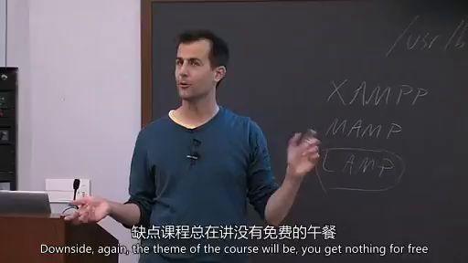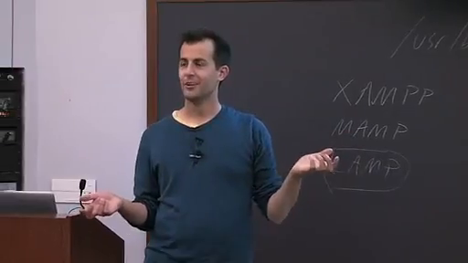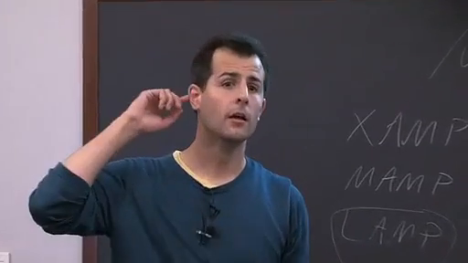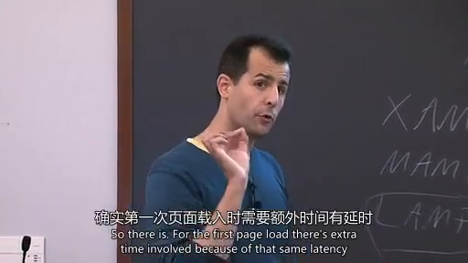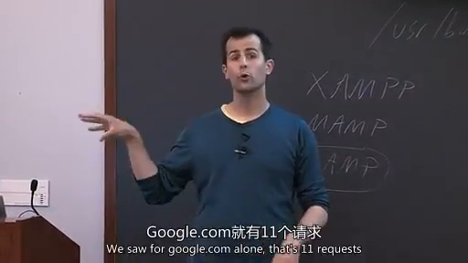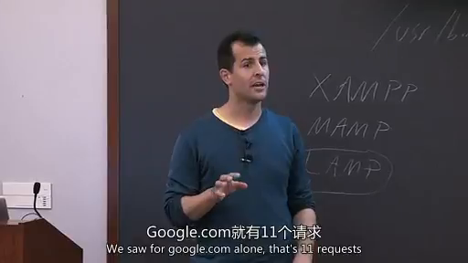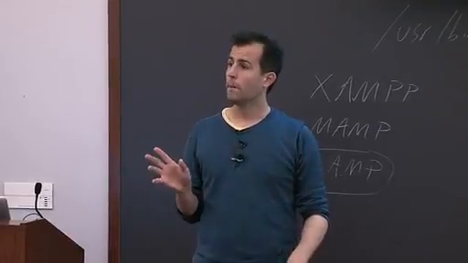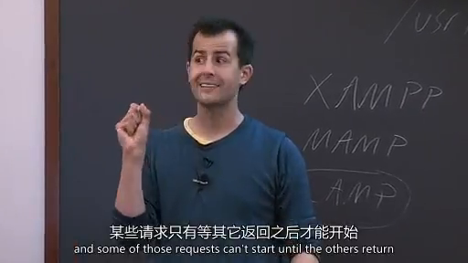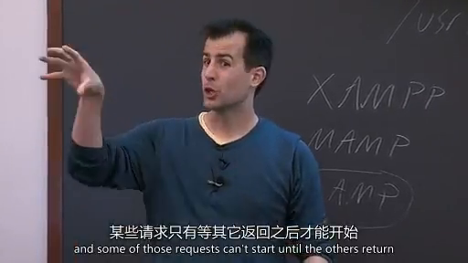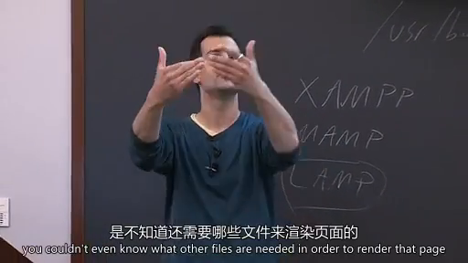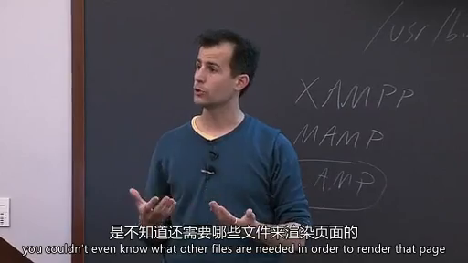A downside, again, the theme of the course will be nothing. You get nothing for free. Other than the software, you get nothing for free. What's the downside of this? So there is, for the first page load, extra time involved because of that same latency. We saw for Google.com alone, that's 11 requests. Now, that's not horrible, but each of those has some amount of latency, and some of those requests can't start until the others return, because not until you download the index.html file or equivalent do you even know what other files are needed in order to render that page.